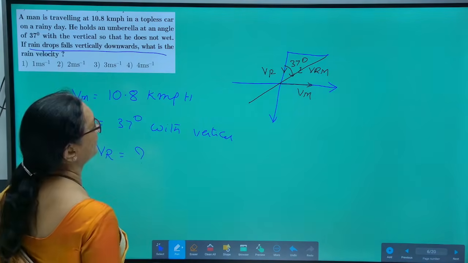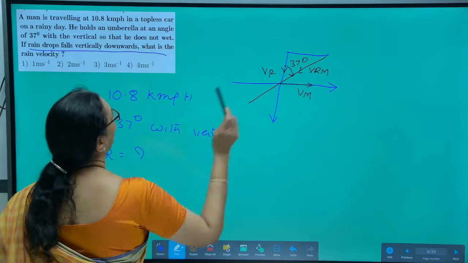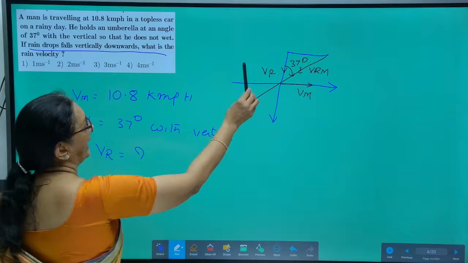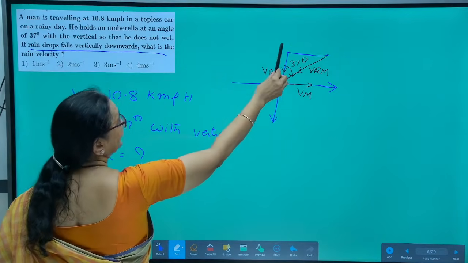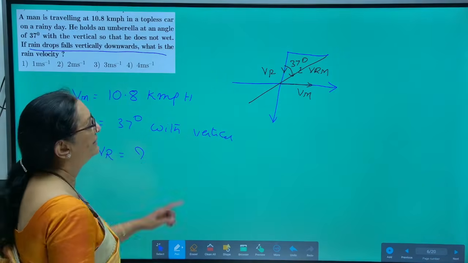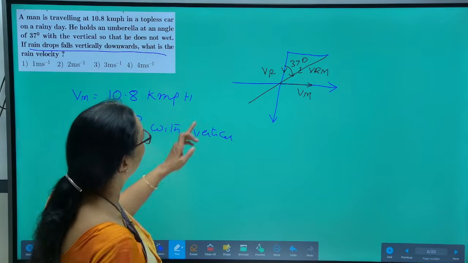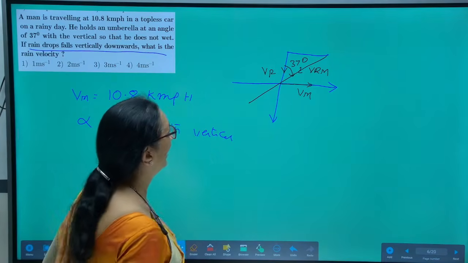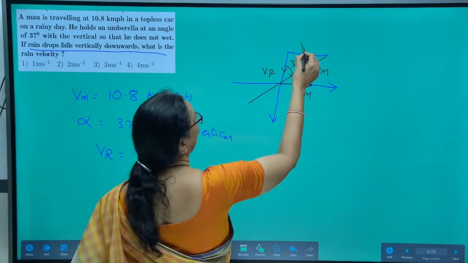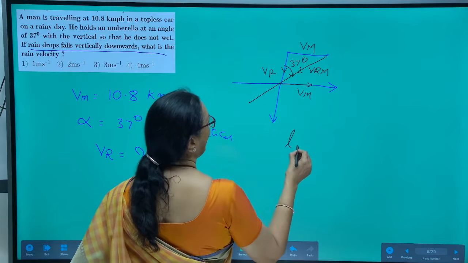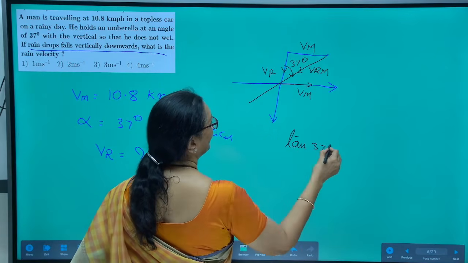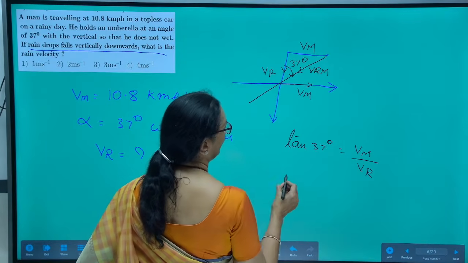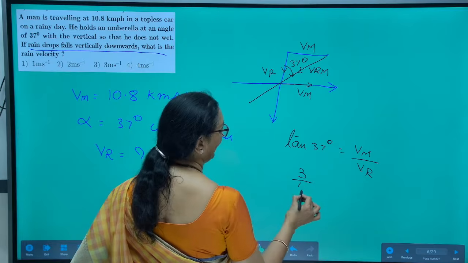So, a man is travelling at 10.8 kmph in a topless car on a rainy day. He holds an umbrella at an angle 37 degrees with vertical, so that he doesn't get wet. If the raindrops fall vertically, what is the velocity of the raindrop? Okay, so from this it is very clear, tan 37 is equal to Vm by Vr. Tan 37 is 3 by 4.